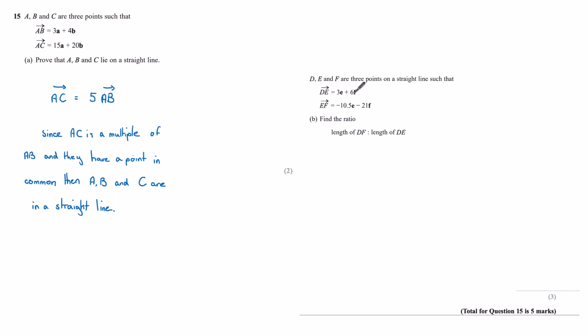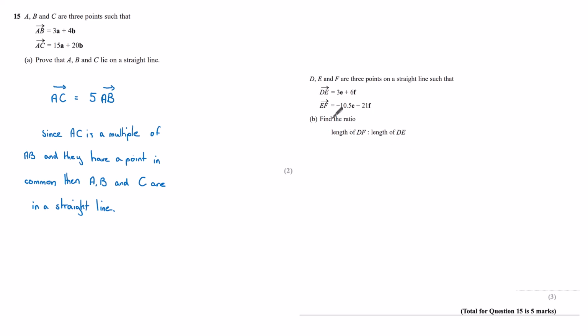D, E and F are 3 points on a straight line such that DE is 3e plus 6f and EF is minus 10.5e minus 21f. Part B, find the ratio of the length of DF to the length of DE.